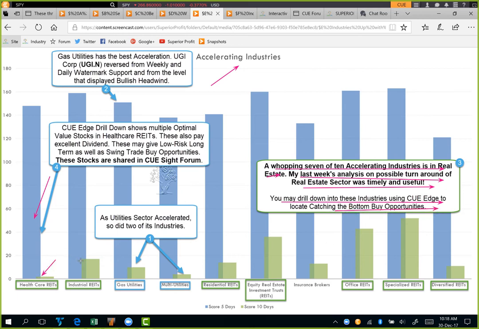These are healthcare REITs, industrial REITs, residential REITs, equity real estate investment trusts, office REITs, specialized REITs, diversified REITs. A lot of REITs went up. That gives us more confidence to take long positions in these industries. However, we also would like to take long only in fundamentally strong stocks. And we can instantly identify those from Q Vital score.